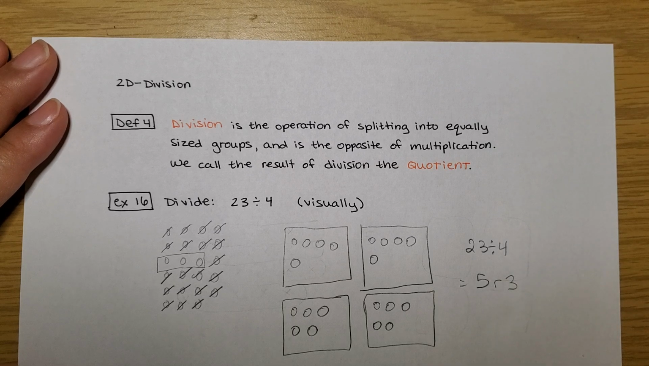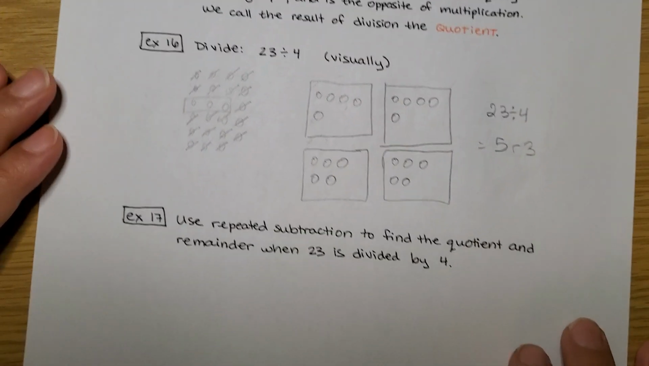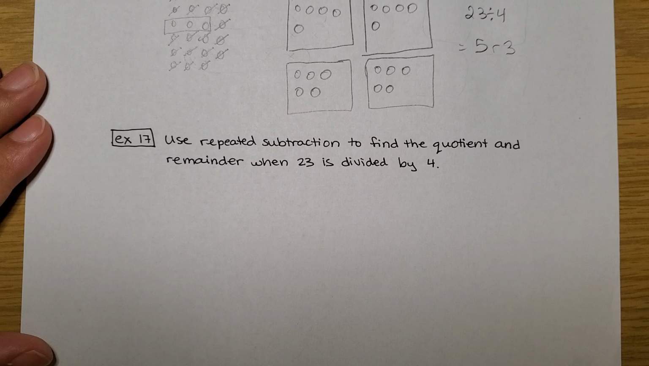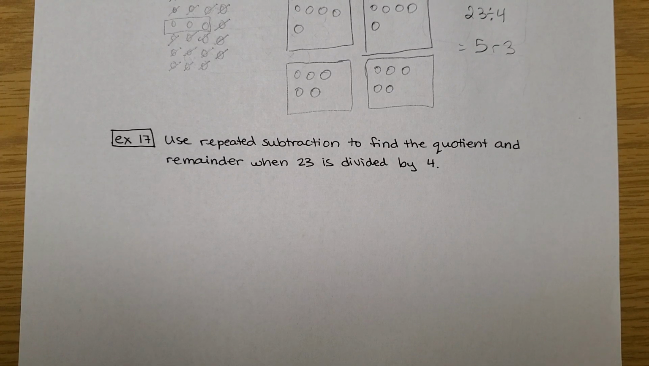So let's look at how we could do the same problem, but in a different way. In example 17, it says use repeated subtraction to find the quotient and remainder when 23 is divided by 4. Now, repeated subtraction comes from the fact that multiplication is repeated addition and subtraction is the opposite of addition. So if multiplication and division are opposites, then maybe the opposite of repeated adding could be repeated subtracting. So here's how we work through that.